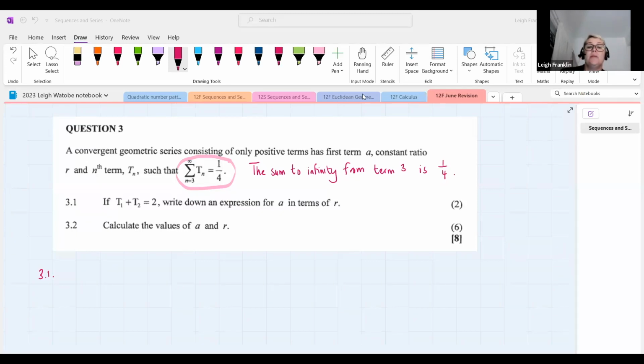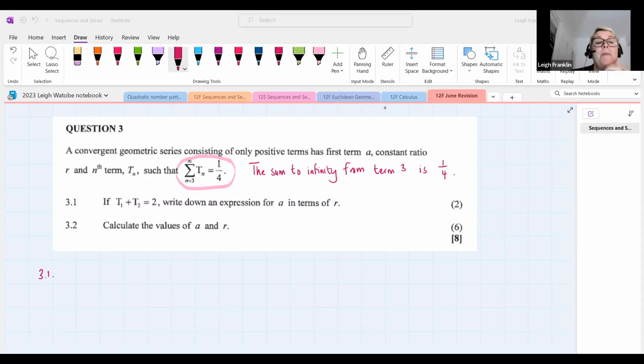Pinga, does that mean term 3? No, it does not mean term 3 is a quarter. It means that the sum to infinity from the third term onwards is a quarter. Okay, term 3 is not a quarter. So very important: the sum from the third term onwards to infinity is a quarter. That's what it means. I'm glad you asked again, Pinga, because I was wondering if that meant that.